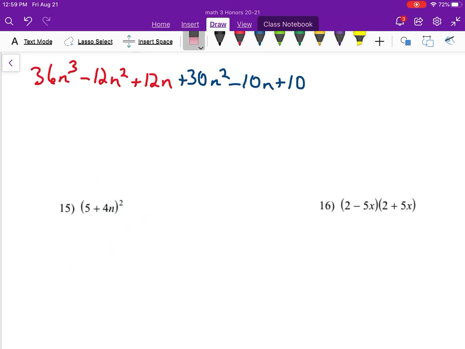When something is squared like this, and I'll do it on the outside really quick. So if we have 3 squared, right, we get 3 times 3. So if you have something like this, where this is (5 plus 4n) squared, you get (5 plus 4n) times (5 plus 4n).